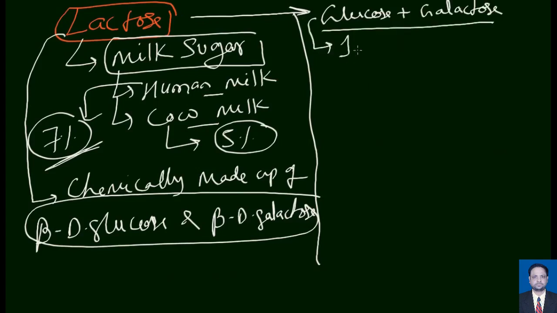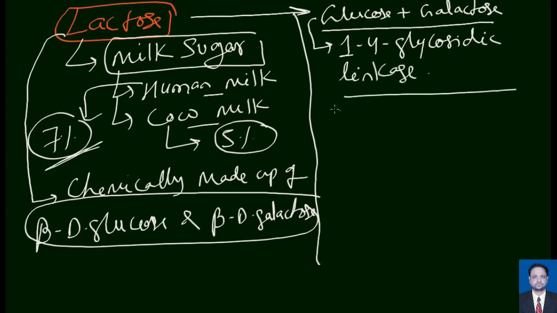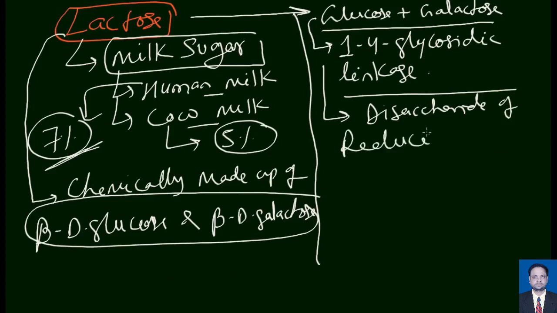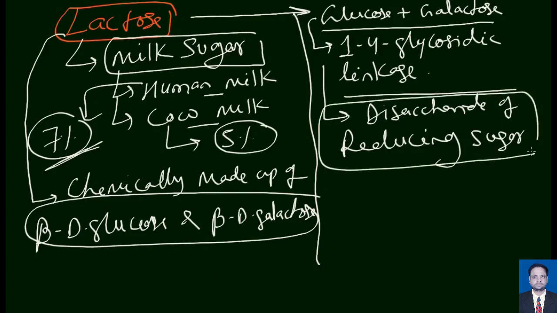And they are joined by a 1,4 glycosidic linkage. It is also a disaccharide of reducing sugar. So here we came to know that milk sugar is a disaccharide and also a reducing sugar.